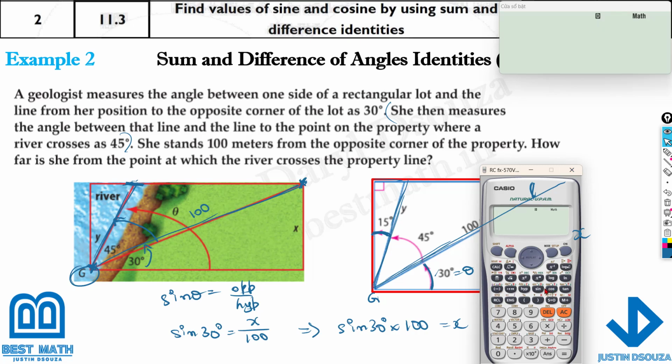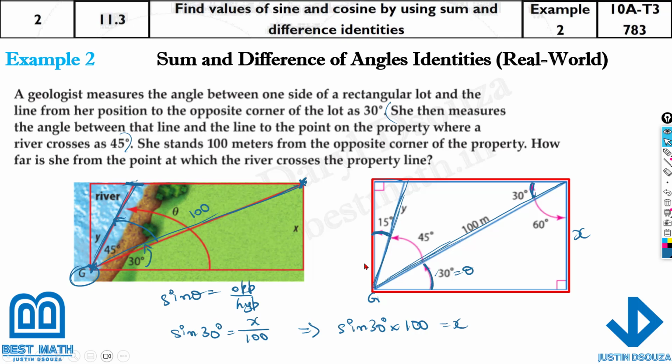So let me use sine 30 degrees, close the bracket, multiply it by 100. It is 50. This is the correct answer. Let me make it radians for a minute and see: this is absolutely wrong, isn't it? You need to have it in degree mode, and this is the correct answer. It's 50, so x is 50. But that is not what we want. X is 50.